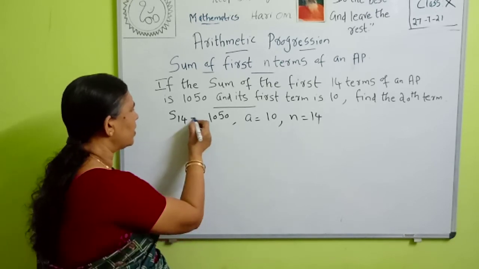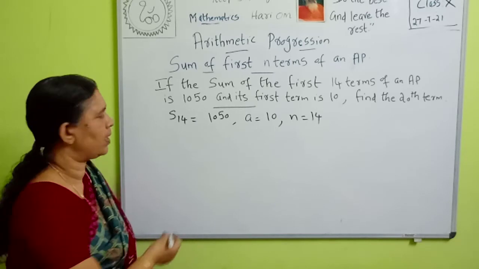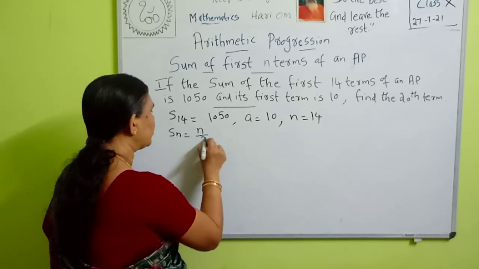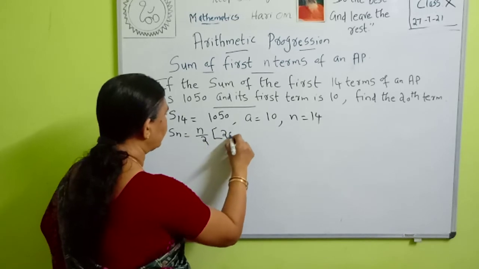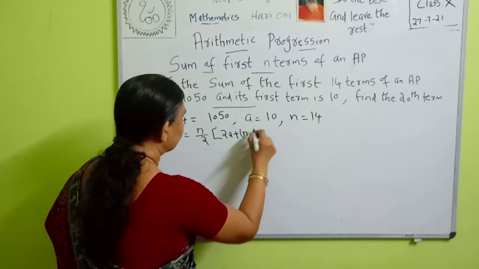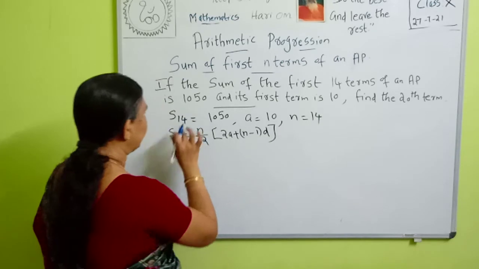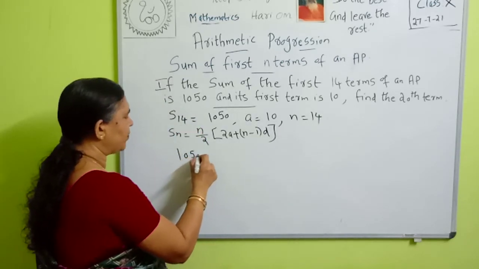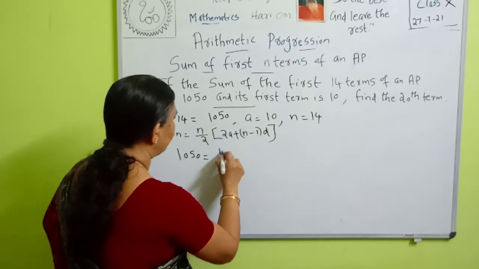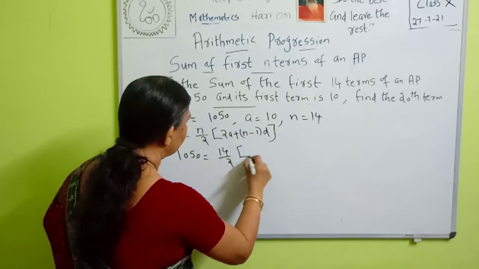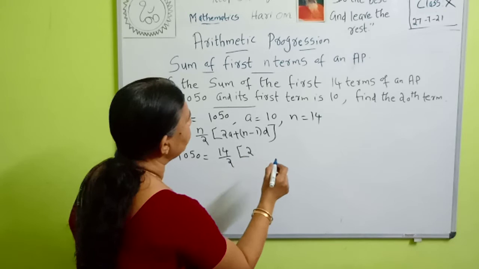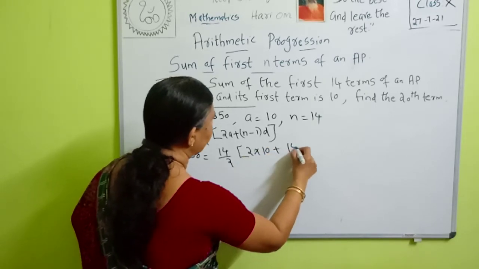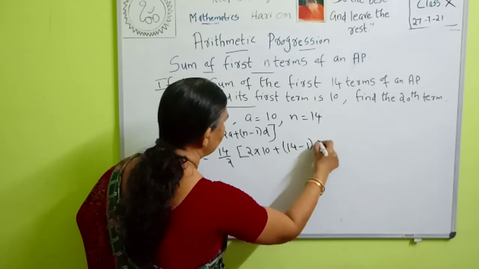Here S14 is equal to 1050, a is equal to 10 and n is equal to 14. Here Sn is equal to n by 2 into, we use the formula n by 2 into 2a plus n minus 1 into d. Then here S14, n is equal to 14. Therefore, S14, 1050 is equal to 14 by 2 into 2a, that is 2 into 10 plus n is 14, 14 minus 1 into d.